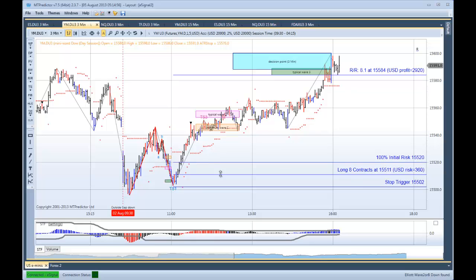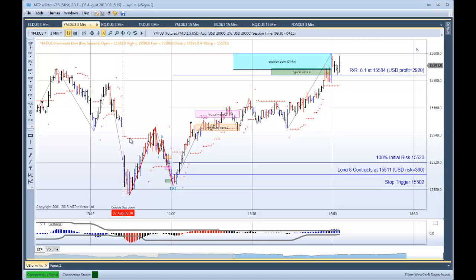Why is this? Well, because wave 3s are normally the strongest and longest moves in any completed 5-wave sequence. So therefore, to be able to catch entering a trade right as the wave 2 is ending, to then be able to catch the wave 3, to me is the best trade in the book. And like I say, this particular trade setup was why MTPredictor was designed in the first place.